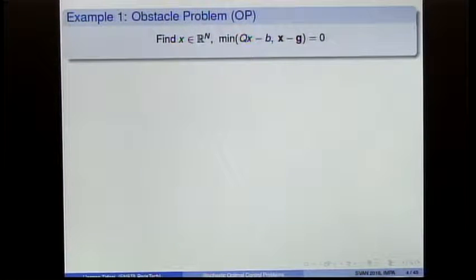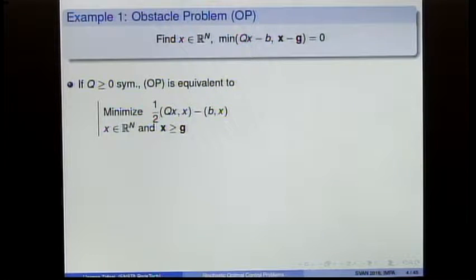So the first simple example is the obstacle problem. Okay, so the obstacle problem, you want the minimum of these two quantities to be equal to 0. This is just Qx minus b, and x minus g. So the problem is very well known, and it's related to this minimization problem under these simple constraints. Okay, if Q is a symmetric matrix, then this system appears when you write the optimality condition of this simple minimization problem.